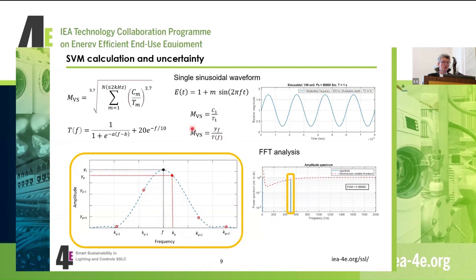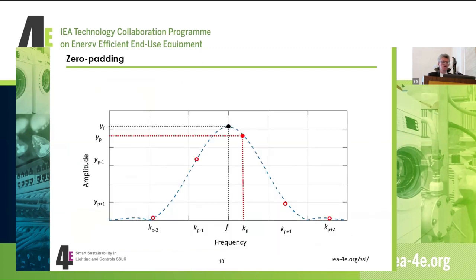So the true value of this SVM is the peak value of the black point in the threshold sensitivity function at that frequency. So SVM calculation uncertainty actually depends on the peak estimation. How well can we find this black point on the curves? Remembering that doing the measurements, we only have information on these red points here. So let's look a bit closer at this.